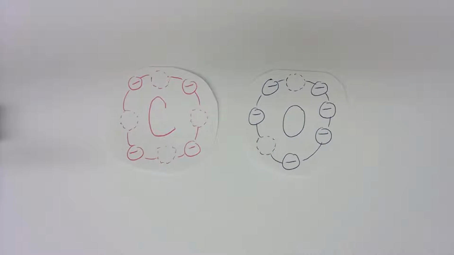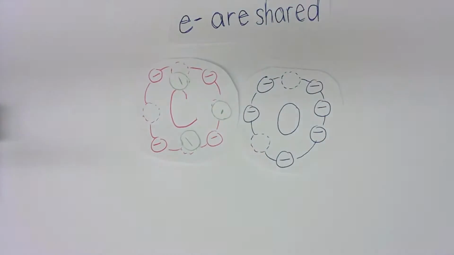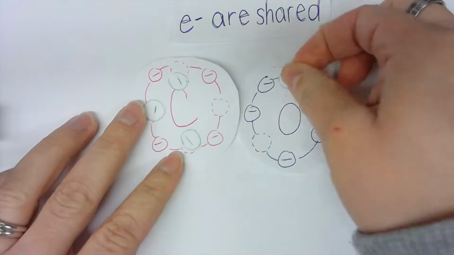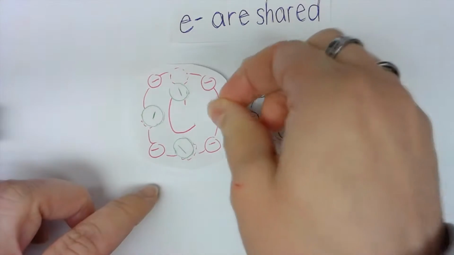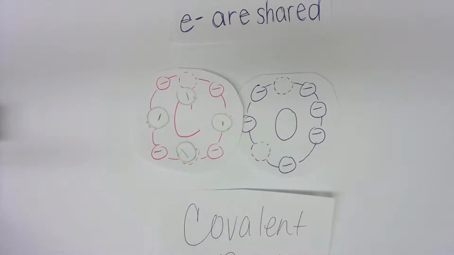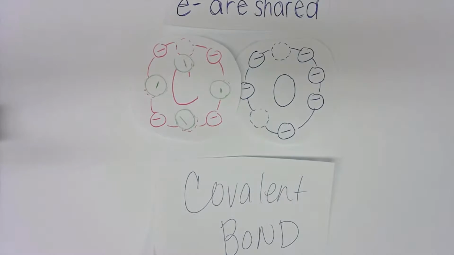Let's say you have a nonmetal bonded to another nonmetal. Nonmetals like to gain electrons. Carbon wants 4 more electrons to have its octet filled. Oxygen wants 2 electrons. So between the two, all of its valence electrons will be shared between the two atoms. This is called a covalent bond. 2 valence shells being shared.